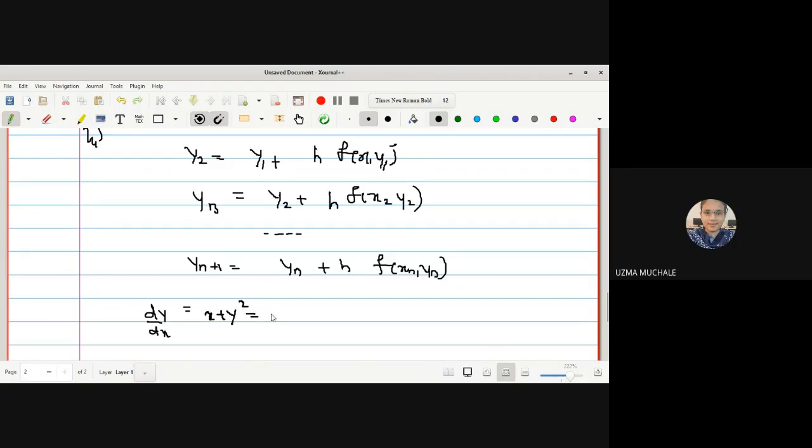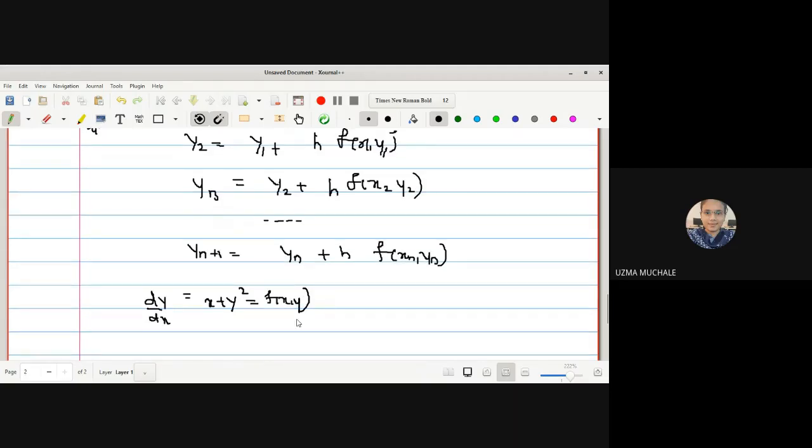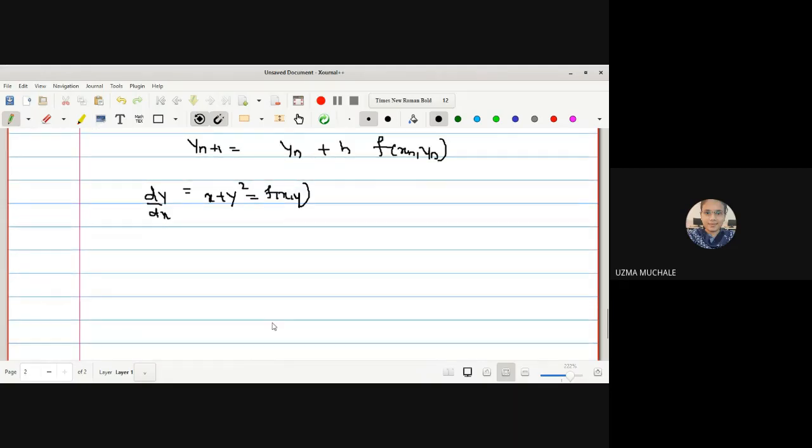X plus y square. Initially, we have written this is nothing but some function in x and y. So dy by dx is equal to some function given to us with the initial condition y of 0 is equal to 1. We have to find this from x equal to 0 to x equal to 0.4 with h equal to 0.1. We have to proceed using the value of h equal to 0.1.